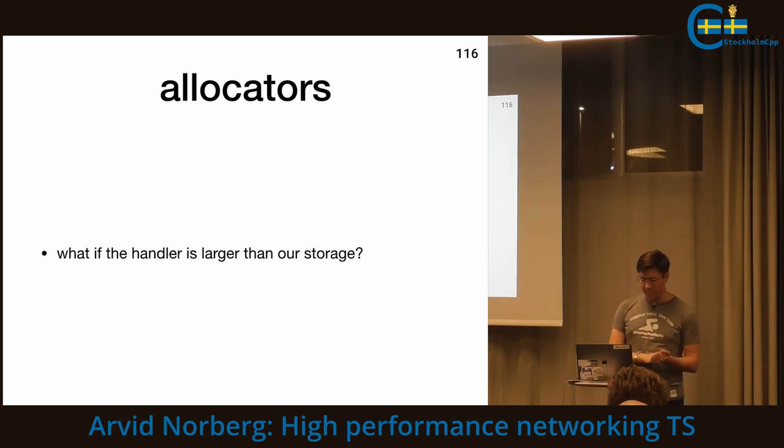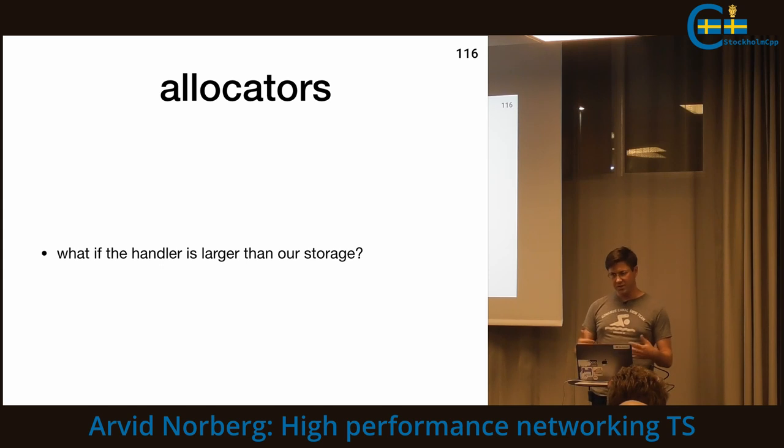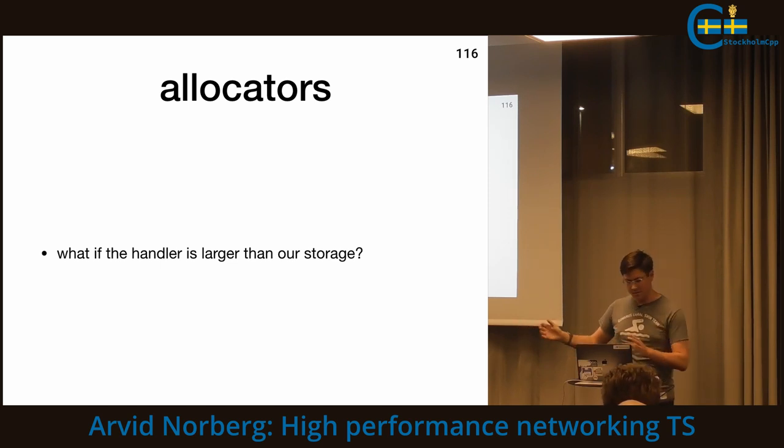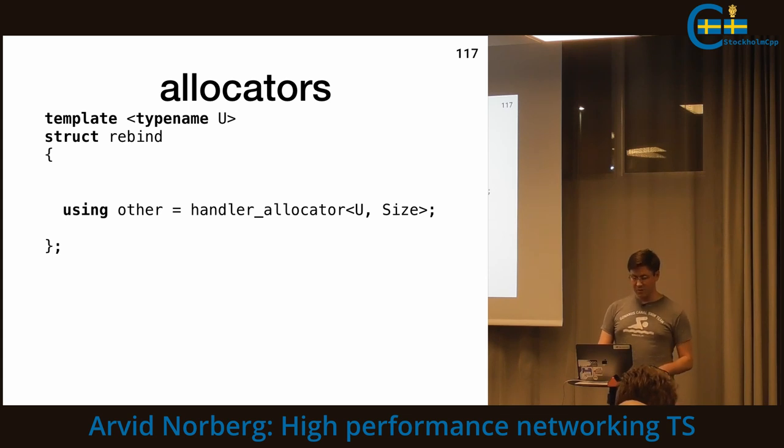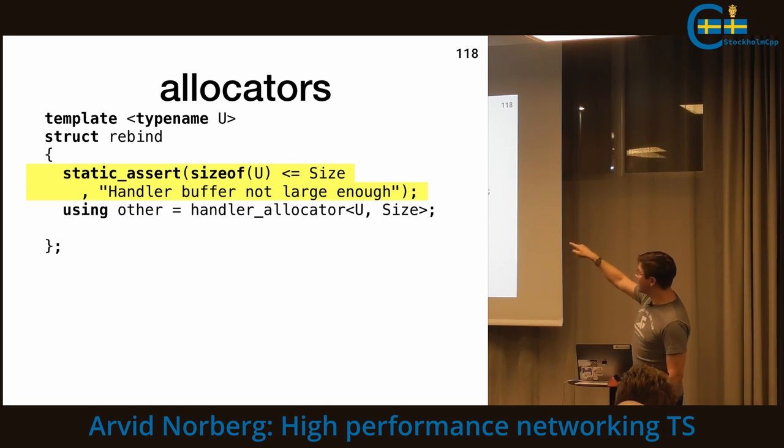So what if the handler that's being allocated is larger than our buffer? That's normally pretty bad news. Like what I've shown you so far, you would just get corruption and a bad day. Probably a lot of debugging. So one simple thing you can do is, if you remember this rebind call, in this rebind call, we actually get a hint of what type is about to be allocated using our allocator. So we could just put a static assert there to make sure that type U, its size had better be less than or equal to the size of our buffer.